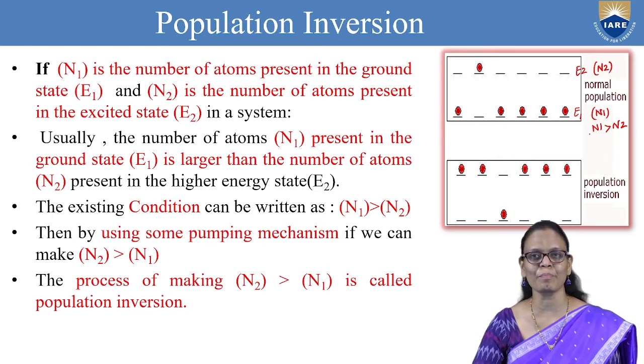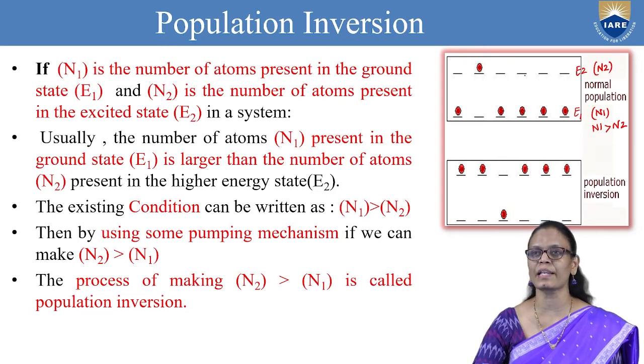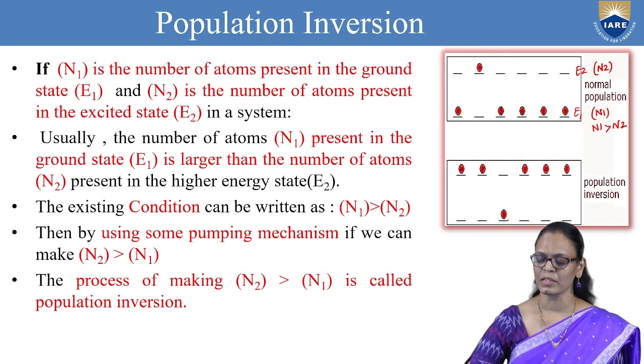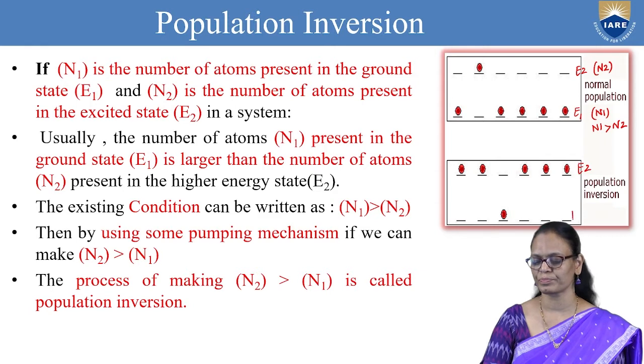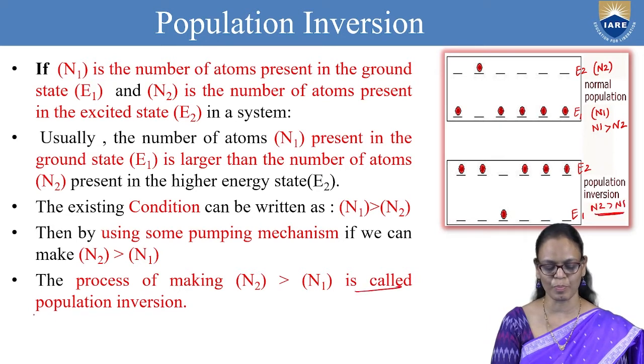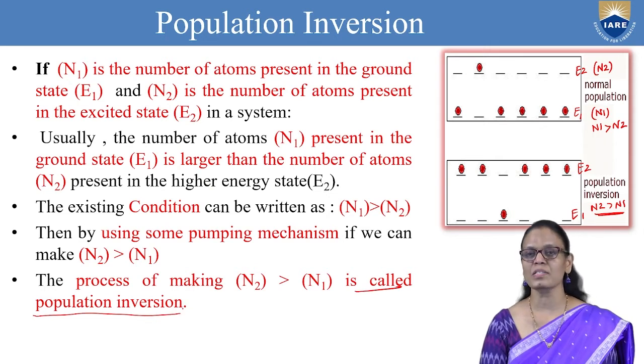And by using some pumping mechanism, if we can excite these atoms to a higher energy level, then in the second diagram we see the number of atoms in the excited state, N2, is more than N1. So this condition we call population inversion. The process of making N2 greater than N1, we are calling population inversion.